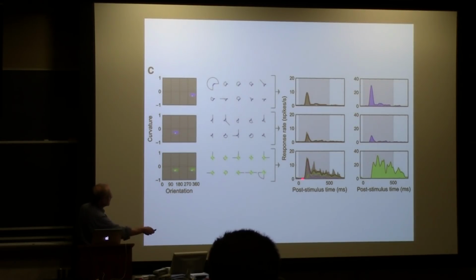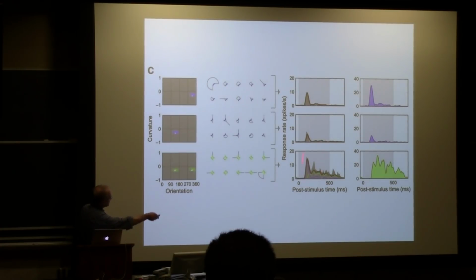But then as time goes on and there's more network processing of the signals coming up from V4, these responses drop out and you're left with a signal only for the shapes that have both of these contour fragments. So this is another step in explicit coding, another one of our goals.